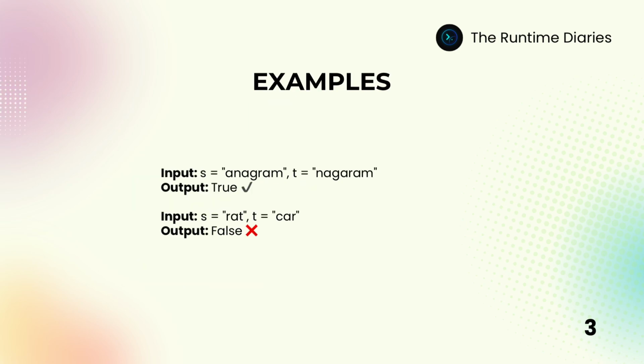Let's see a couple of examples. Anagram and nagaram return true. They use the same exact letters in different order. Rat and car return false. They have different characters, so they're definitely not an anagram. This is easy to understand in plain English, but our job is to turn that intuition into efficient code.